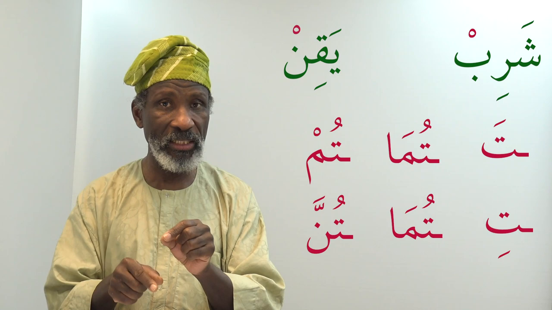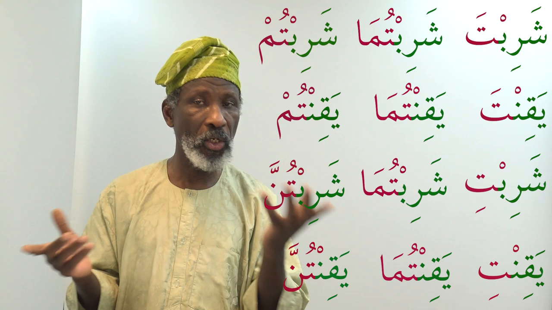Let's try it. So shariba, you put sukun on the ba, sharib, and then ta. That means you, singular male, drank. Sharibti, that means you, singular female, drank. The yaqina verb becomes yaqin, sukun on the noon, and then ta. Yaqinta, then ti. So sharibta, yaqinta, sharibti, yaqinti. Okay, you are certain. Now, two of you, in front of you, you say sharibtuma. Tuma ending after the sukun. Sharibtuma. Yaqintuma.